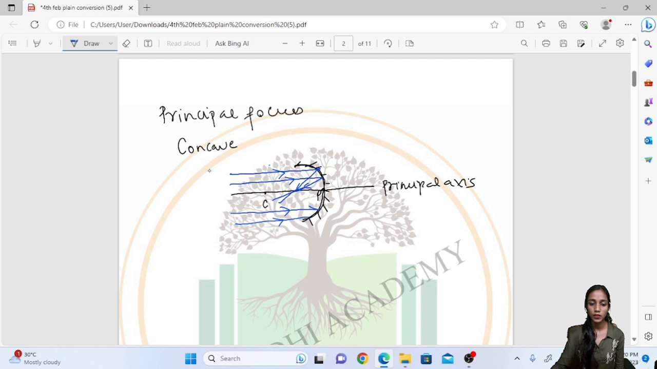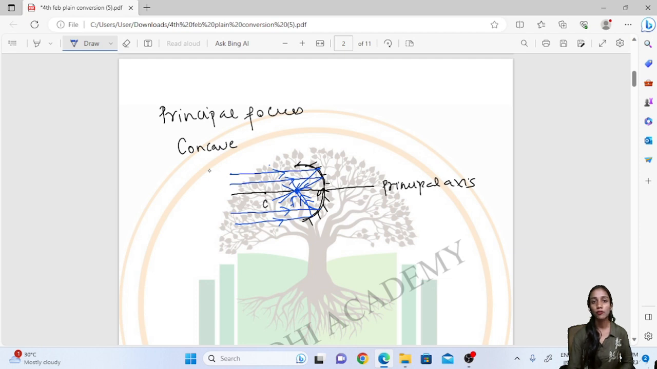So the light rays, after going parallel to the principal axis and falling on the concave mirror, come and meet at a single point. These have to be straight lines. This becomes a concentrated point, the point at which all the light rays meet. It is the intersecting point for all the light rays, and this point is called the principal focus of the concave mirror.